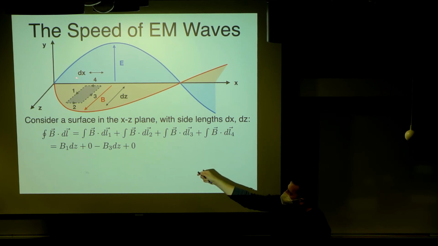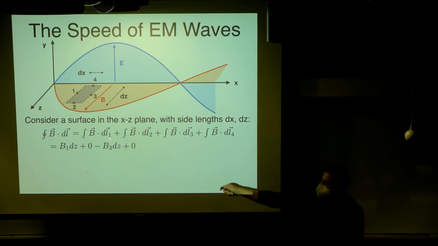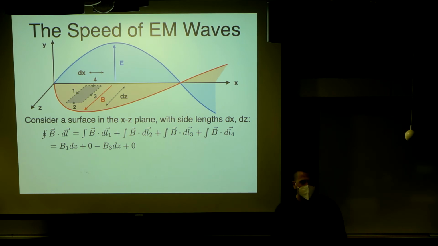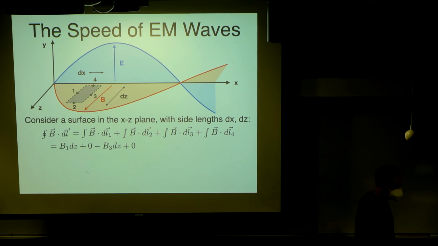Let's say the B field has some value to it, which I'm going to call B1 at that point. If I just take B1 times the distance we move, dz, that's going to give me this part. Again, number 2 is 0 because we're going perpendicular to the B field. Part number 3, we're going exactly against the B field, which is why this negative sign appears out front. And presumably there's some different value to the B field here, which I'm calling B3. But if I multiply by dz, I get my result, okay?